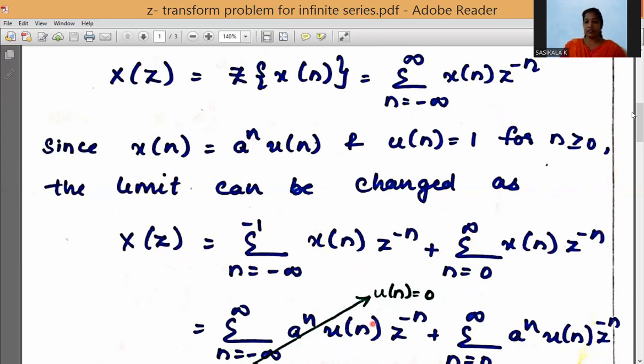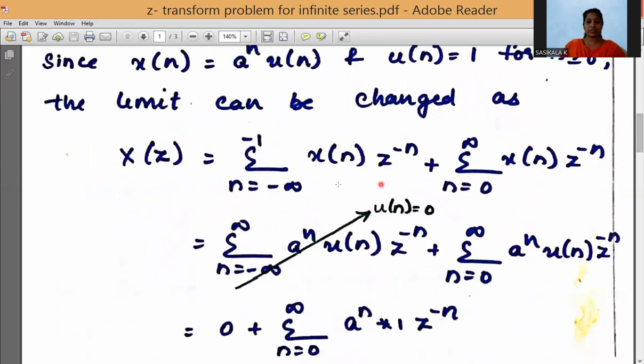Now substitute x of n's value. What is x of n? It is a power n into u of n. So summation n varies from minus infinity to minus 1, a power n into u of n into Z power minus n, plus summation n varies from 0 to infinity, a power n into u of n into Z power minus n.